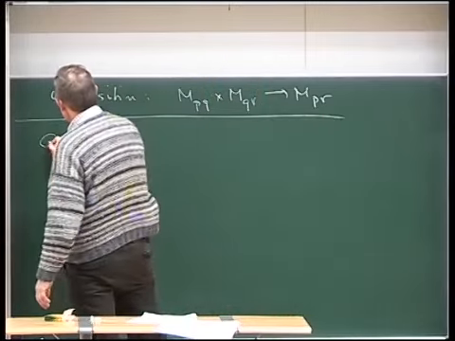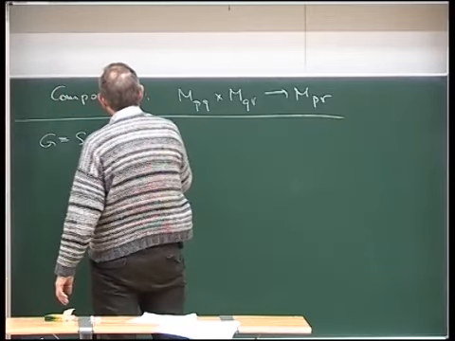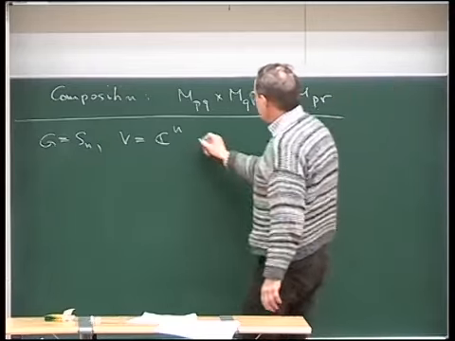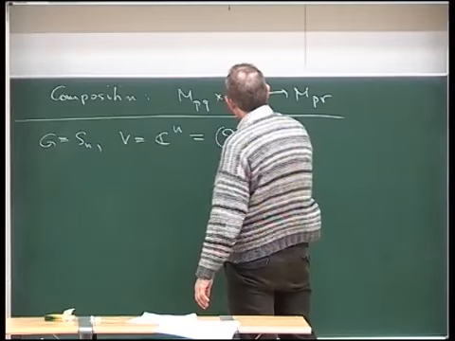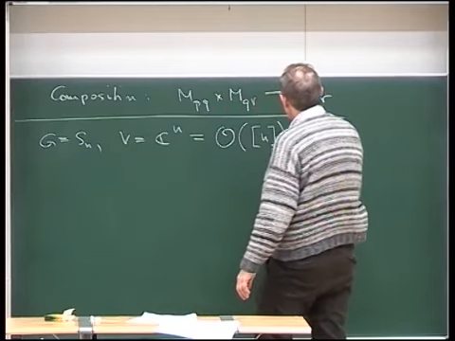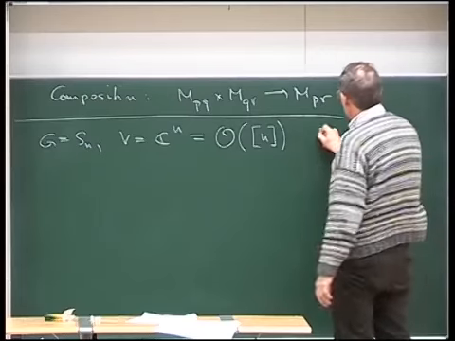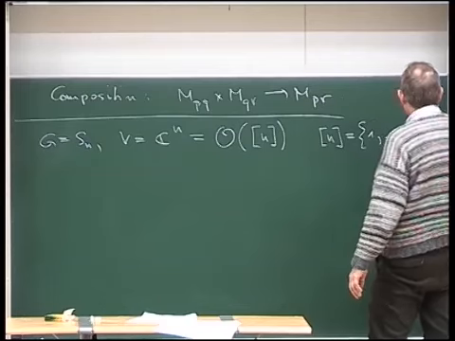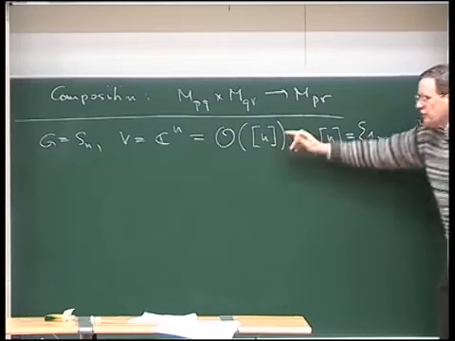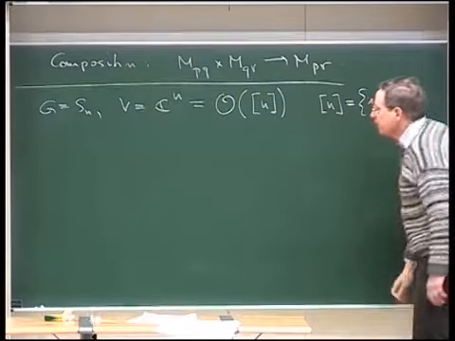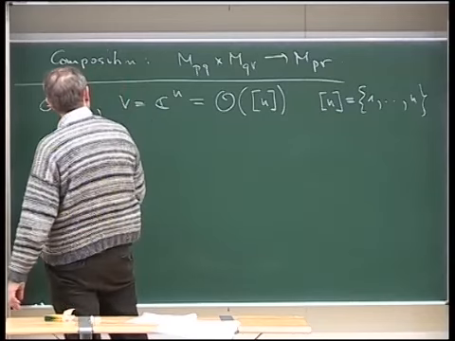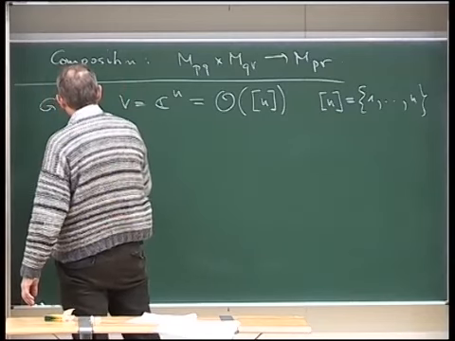Therefore, now G is Sn, and V is just C^n. I'm thinking of C^n as the functions on the set [n], and [n] is just the numbers from 1 to n. These are just C-valued functions. Now, this representation has the nice property that it's self-dual.